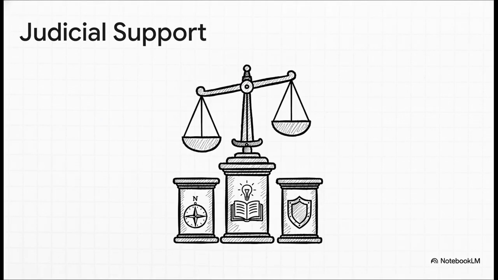But just like the other branches, the judiciary absolutely does not operate in a vacuum. It has its own vital backbone of support agencies. These groups conduct research and establish policies just to ensure that justice and things like sentencing are administered fairly and impartially across the whole federal system.